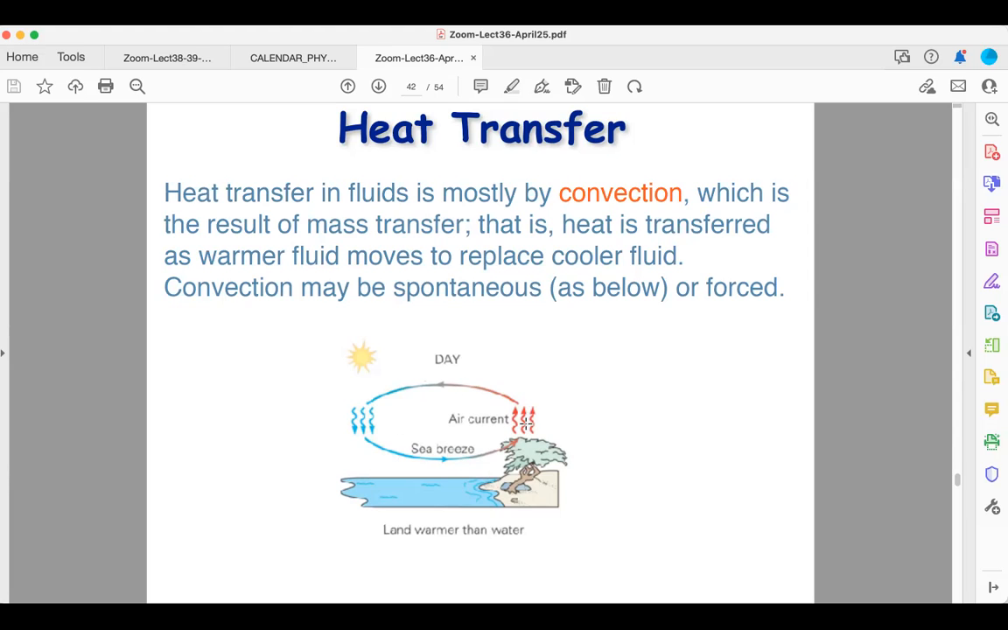The warmer air goes up, and when it goes up, it gets cooler. When it gets cooler, it comes down, and when it comes down and gets closer to the land, because the land is warmer than the water, it gets warmer, and so on. So you have this circular movement, and that is what makes the heat transfer.